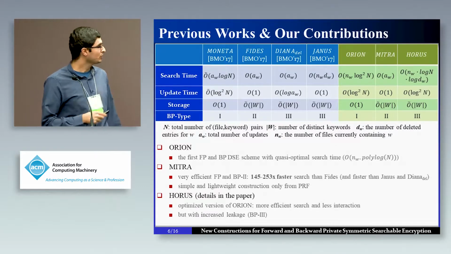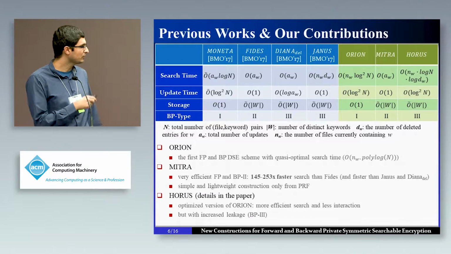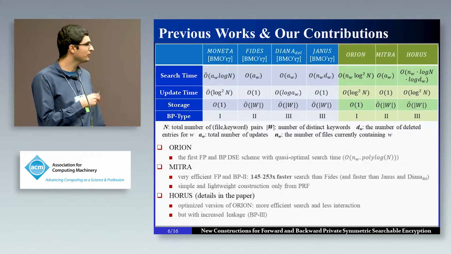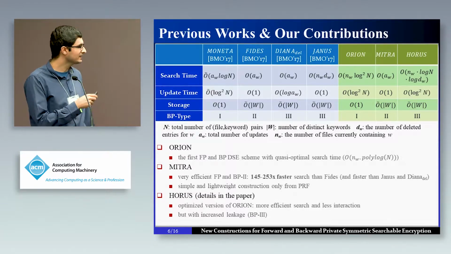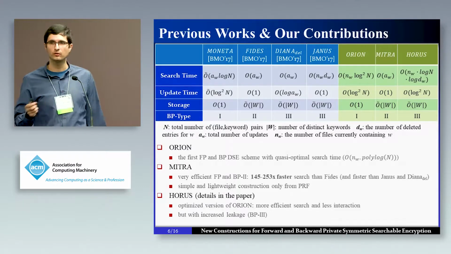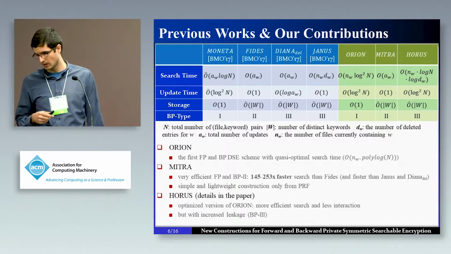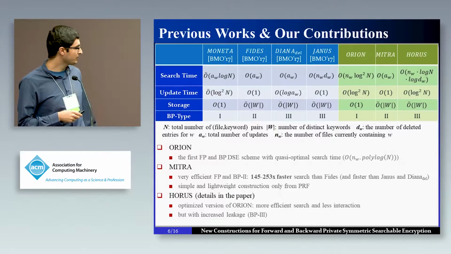Our last scheme is Horus, which is an optimized version of ORION. It is more efficient and it has less interaction, but it is leaking more information, so it is BP3. The detail of Horus is in our paper.